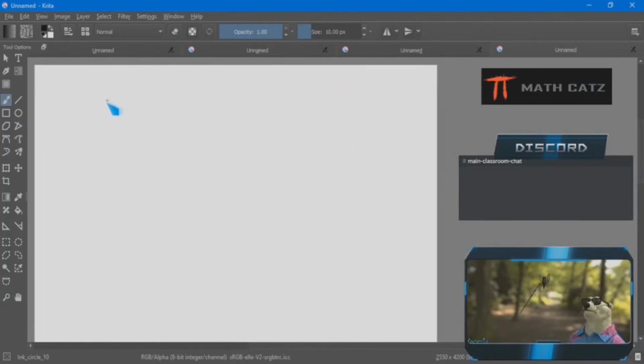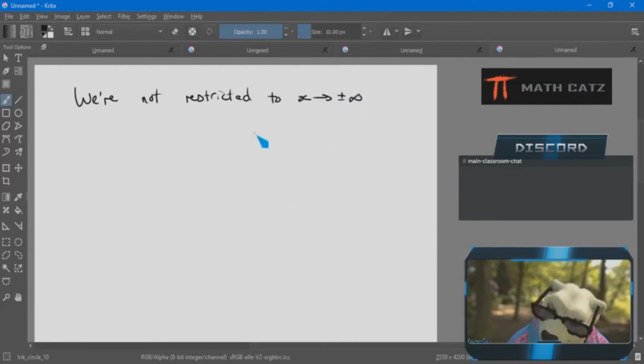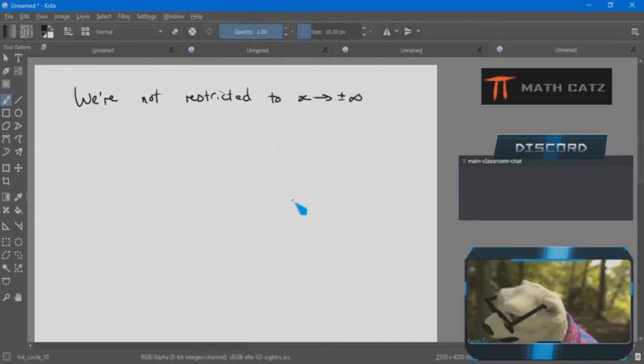Okay, so now we're not restricted. Let's notice something. We're asking for behavior. The function has many x values. We are not restricted to just infinity. We're not restricted to x going plus or minus infinity. Why? There are other interesting things that I want to investigate or say something about when it comes to the behavior of the function.